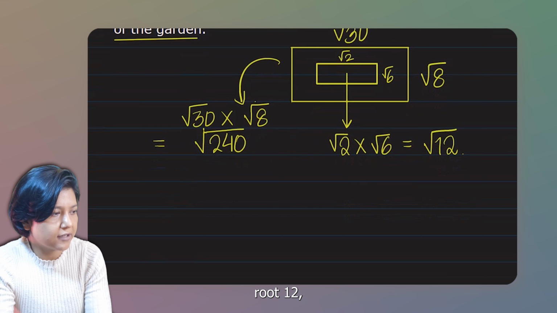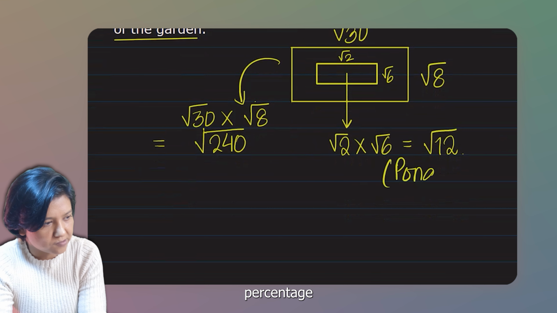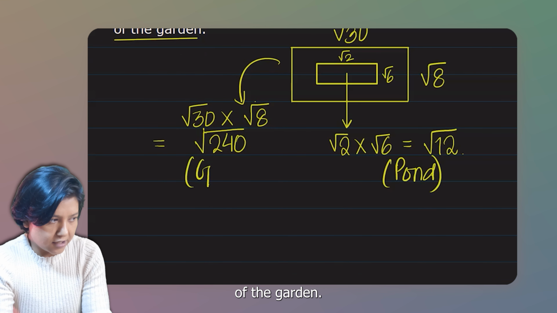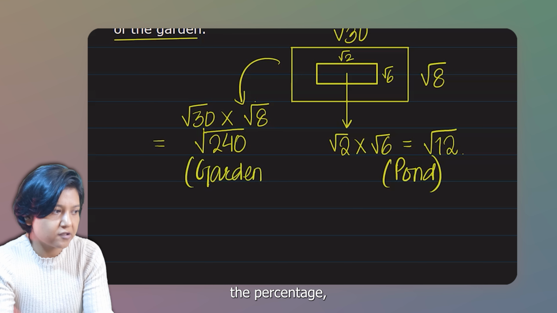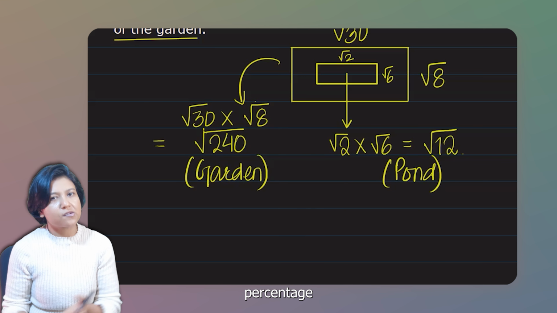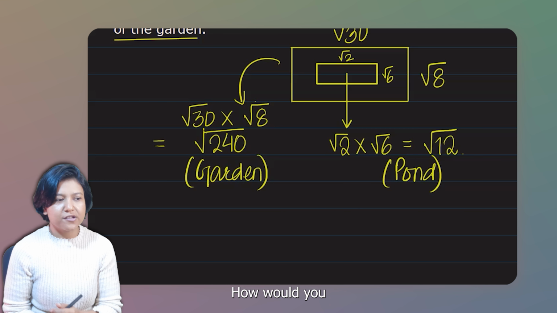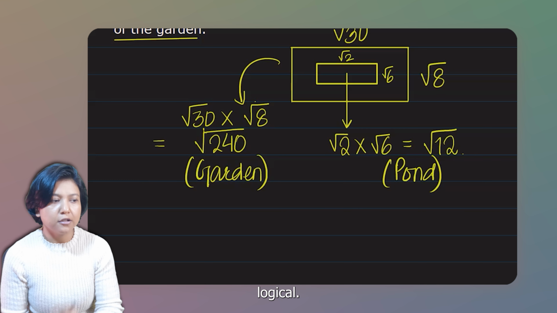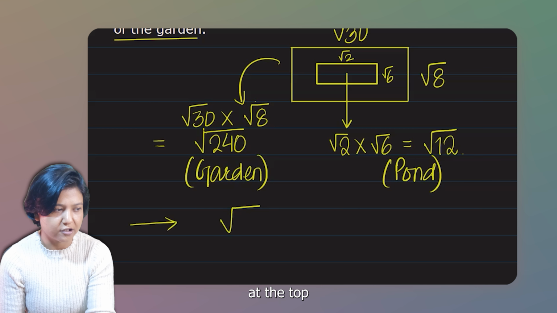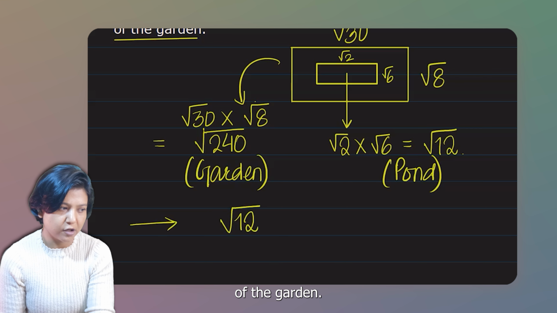You have square root of 12, which is the area of the pond. So we want to find the percentage of the pond area upon the area of the garden. To find the percentage, the first thing you should do is set up a fraction, because fraction to percentage is very simple. How would you set up the fraction? Very logical. You are finding the area of the pond, so you want to keep the area of the pond at the top because you want to see what this is out of the total area of the garden.